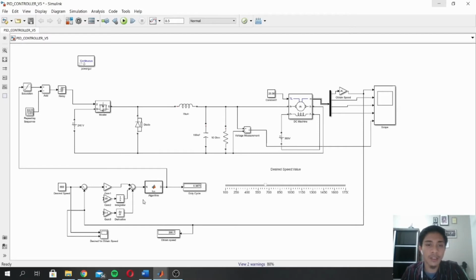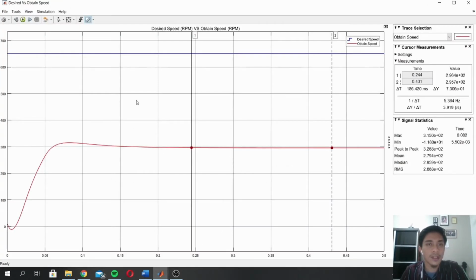Okay, firstly I will run the simulation without the PID, and the desired speed is 350 RPM. We will look at the motor speed without the PID first. After running the simulation for 0.5 seconds, this is our desired speed in blue, and the red one is the obtained speed. Our desired speed is 350 RPM, but the obtained speed is only 296 RPM, which is a huge difference between the desired speed and the obtained speed.